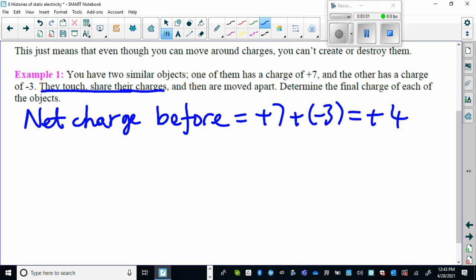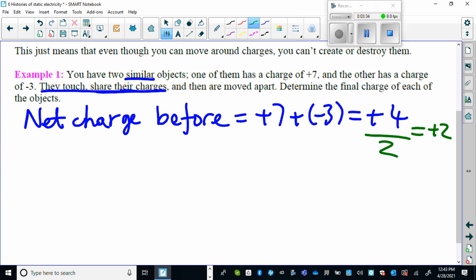They touch, share their charge, and since they're similar, meaning they're the same mass, and then are moved apart. So they're going to, in other words, they're going to both gain an equal amount of charge. How do we find out what that is? Well, if there's two of them and they're sharing it, you just divide by 2, right? I have 10 apples and 2 people. How many did we get? 5. What does that give you? +2. +2. So determine the final charge of each of the objects.